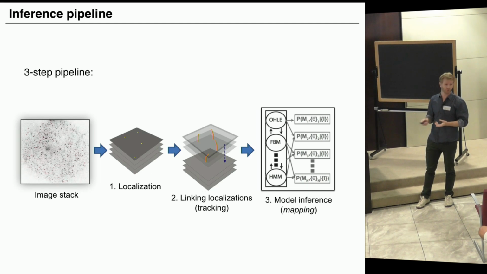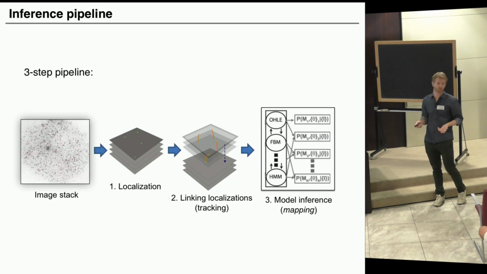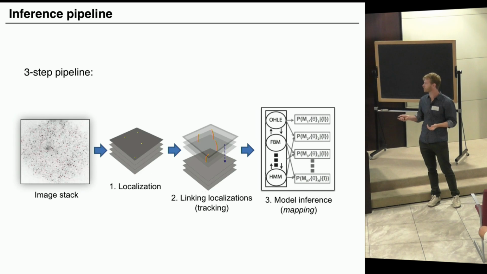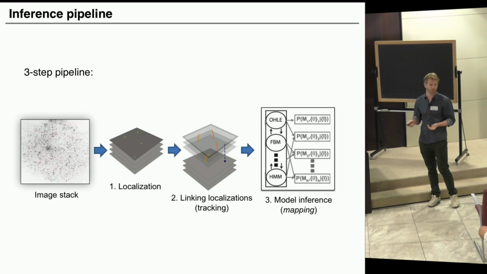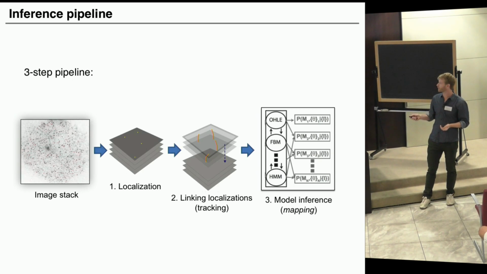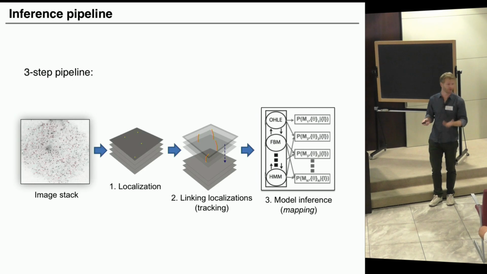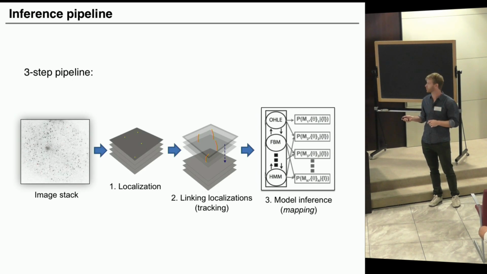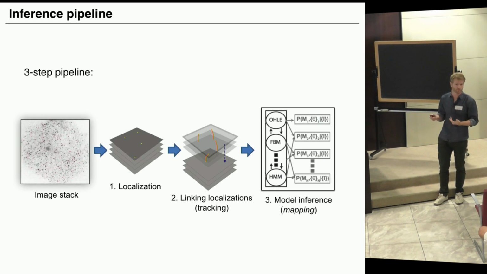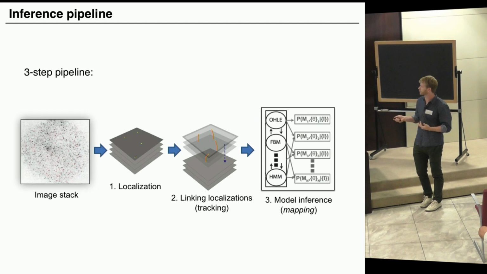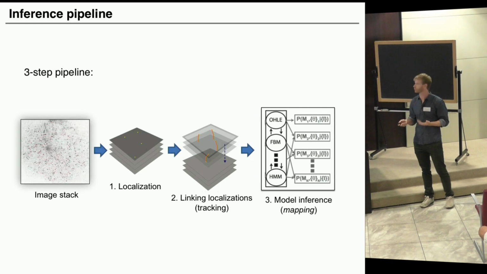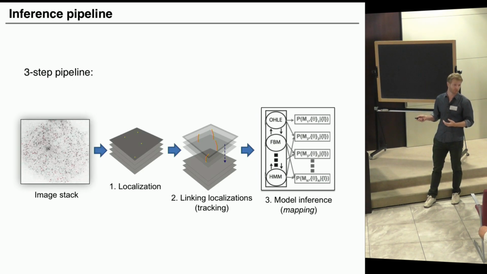So this is what I think almost every analysis pipeline of single particle data looks like. This is a 3-step process. We go from image stacks to localizations, using some sort of super resolution localization technique to get sub-pixel, sub-wavelength localizations of the particles. We then need to link these localizations between the frames we have recorded, in order to link this to the physical model for the motion that we want to fit, and then we can infer a model from this.